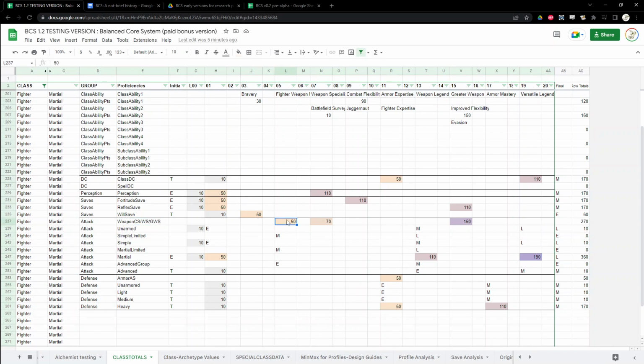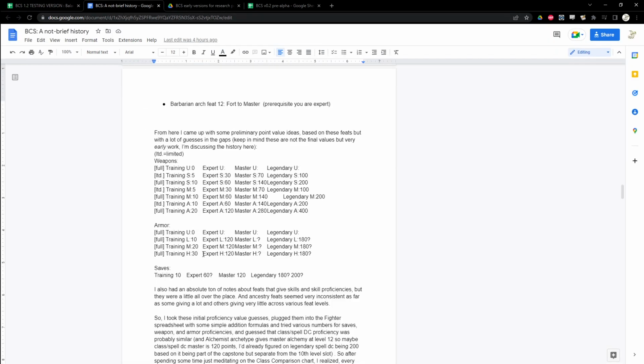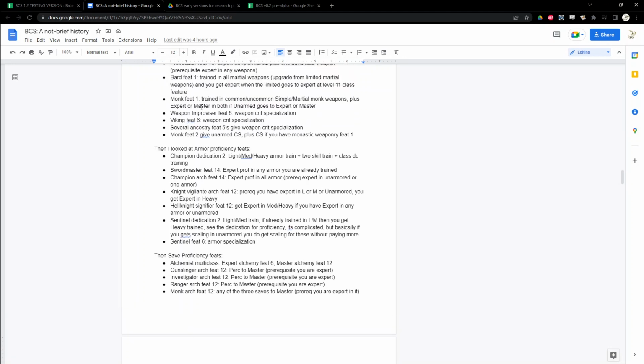This is a good place to stop and look at weapon critical specialization, weapon specialization, and greater weapon specialization. Critical specialization was not too difficult to figure out. It's 50 points. That comes from, we'll go back up here, this group of stuff here. There's several ancestry feats, level 5 feats that give weapon crit. There's this Viking feat, level 6, weapon improviser, level 6 feat that gives weapon critical specialization. And there's a few others.